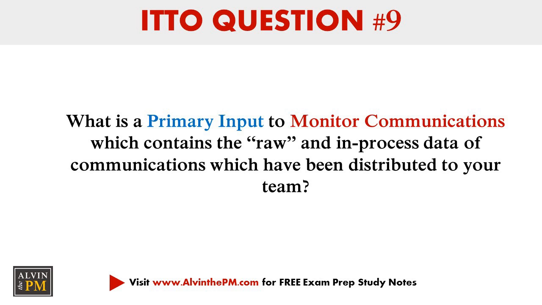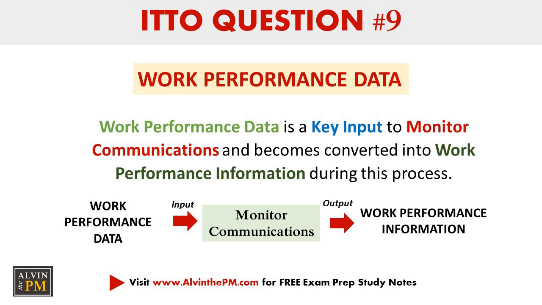Question 9. What is a primary input to monitor communications which contains the raw and in-process data of communications which have been distributed to your team? The correct answer is work performance data. Work performance data is a key input to monitor communications and becomes converted into work performance information.